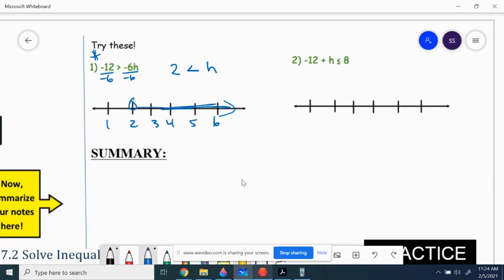All right, and number 2, this one's a little bit tricky because we have negative 12 plus h. But if we want to get rid of this negative 12, we would need to add 12. Because we want to eliminate it on one side. If we do it on one side, got to do it to the other side. So I'm left with h is less than or equal to 12 plus 8. There we go, 20.